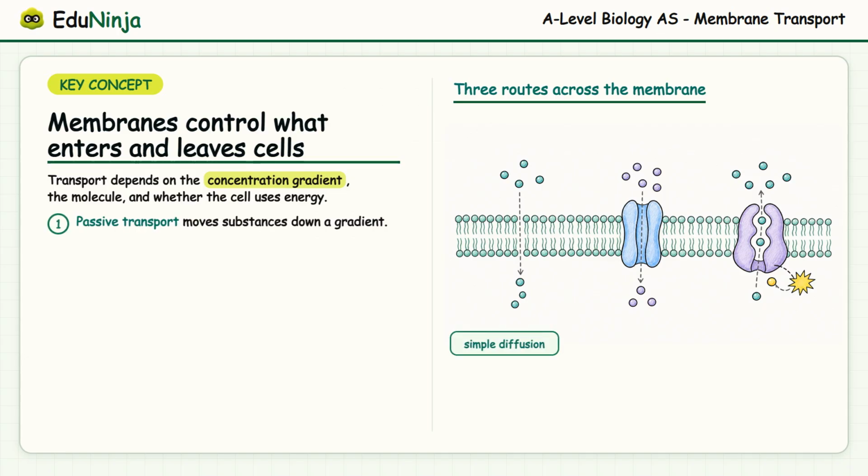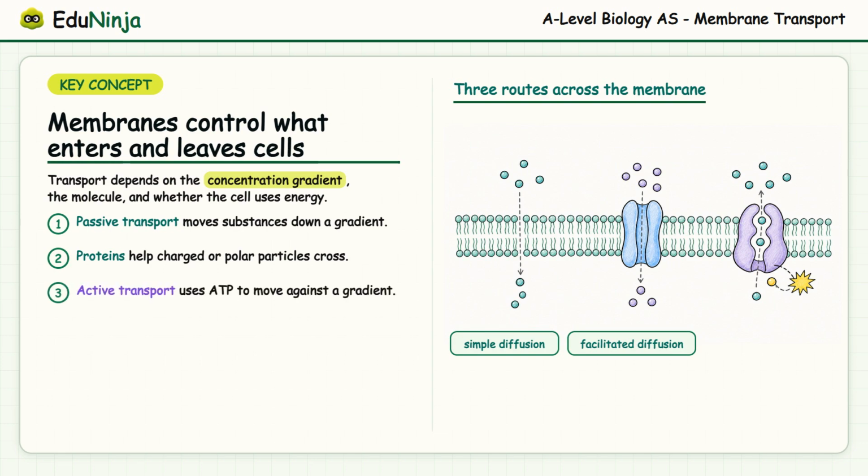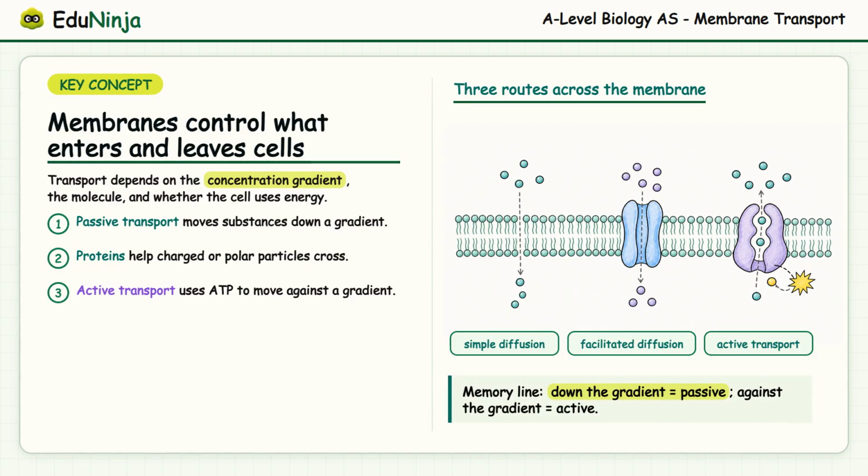Passive transport moves substances down a gradient. Protein channels help charged or polar particles cross. Active transport uses ATP to move substances against the gradient. So remember the exam shortcut. Down the gradient is passive, against the gradient is active.